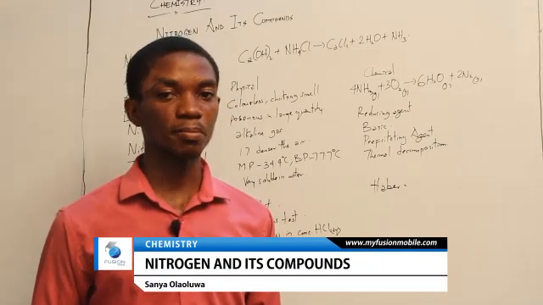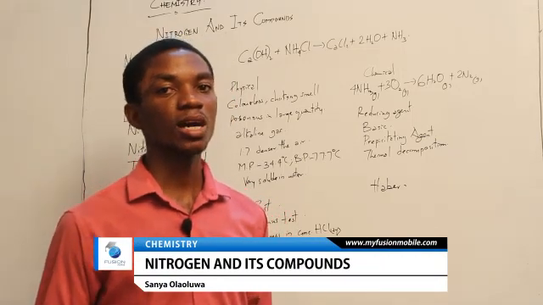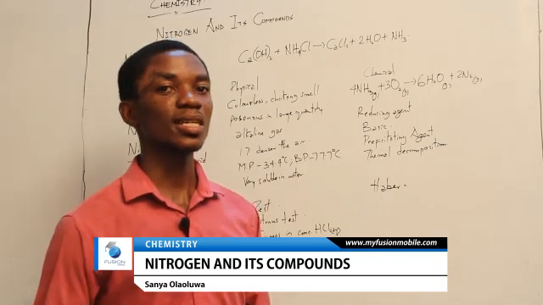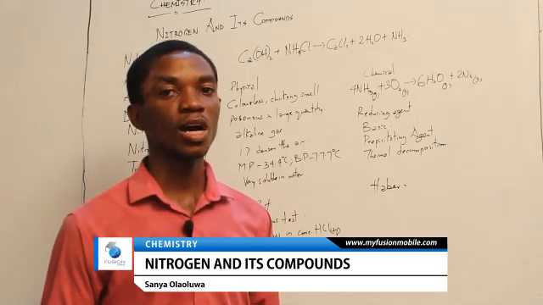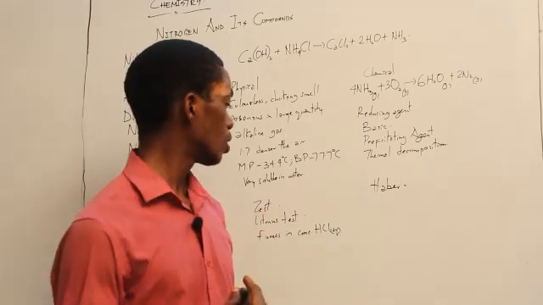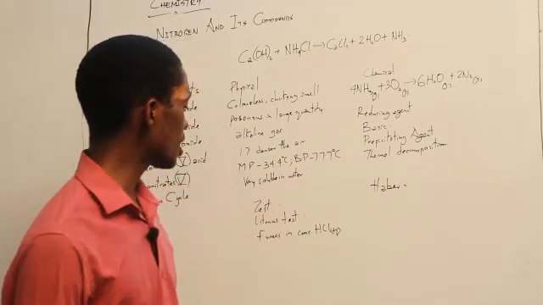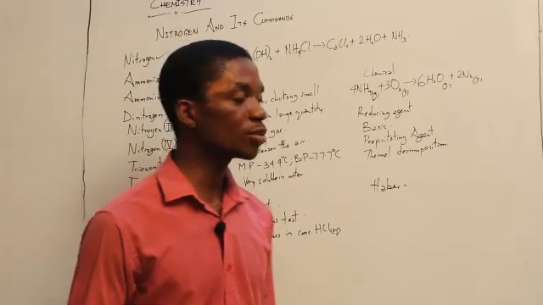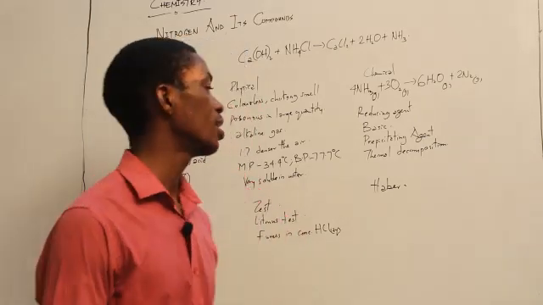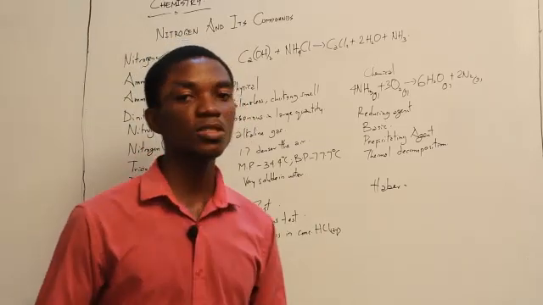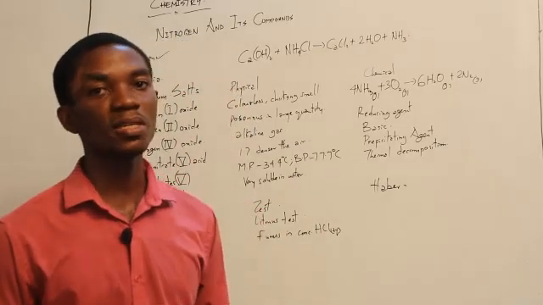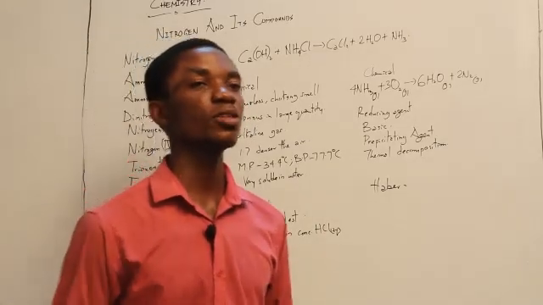Rather, we use quicklime, which is calcium oxide. So that is what we use in the cleaning, in the drying of ammonia gas. So let's talk about the test for ammonia. How do we test for the presence of ammonia? Ammonia gas turns red litmus blue, because it is a basic gas.